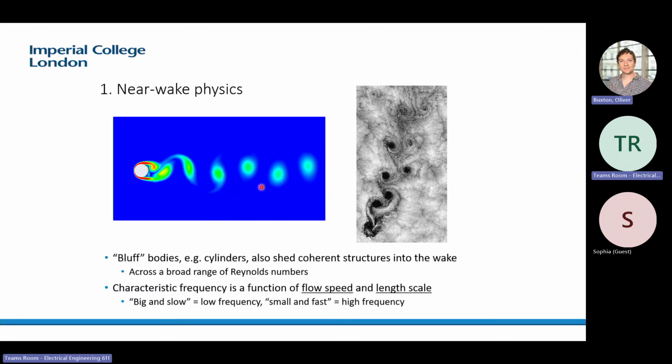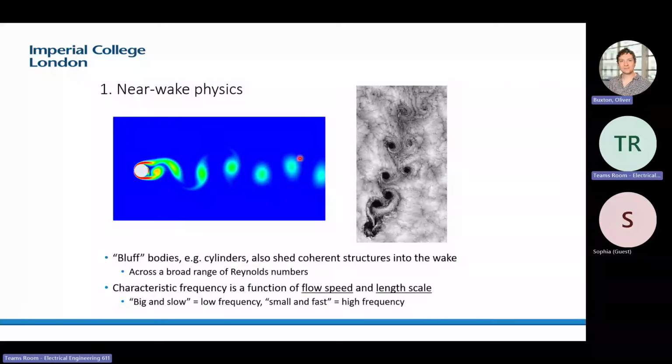Now, in general, the shedding of these things is a function of speed and size of the object. In general, big and slow means low frequency, and this is the example of the vortex shedding downstream of a volcanic island in the ocean. So this you can see is length scales of order kilometers, and therefore time scales of order multiples of seconds. Whereas for something which is relatively small, then we have a relatively high shedding frequency. And so again, we might expect there to be different frequencies associated to the tower and the nacelle.